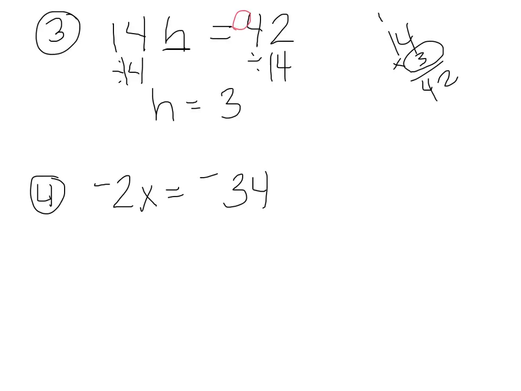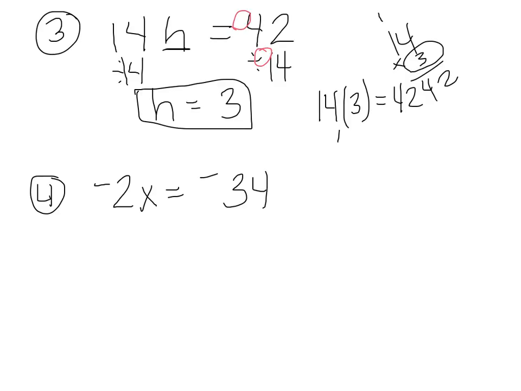We got a positive number and a positive number, so that means they're the same sign. My answer is going to be positive. So h equals 3. If I go back and do 14 times 3 equals 42, I know that 42 equals 42. Checks out.